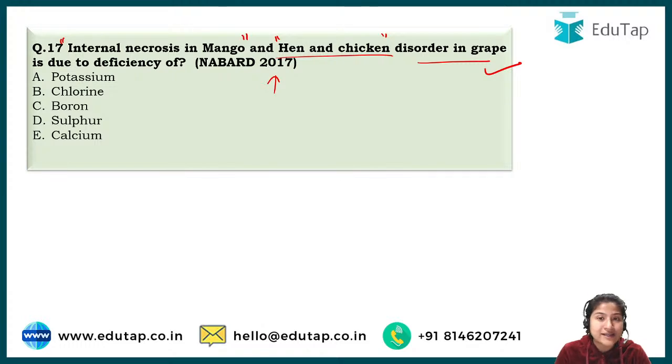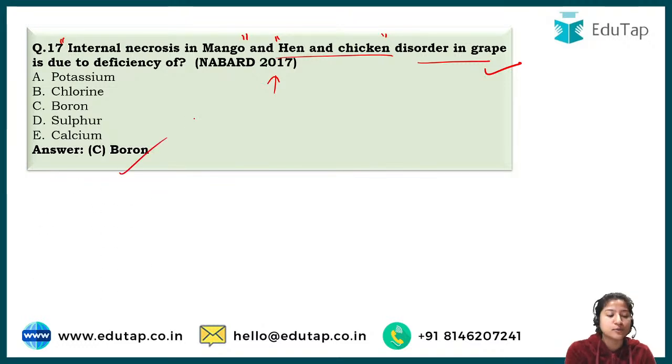Then again, what I suggest is, whatever topics we do in a day, just go and revise those 5 topics. That is the only thing you have to do. And yes, one homework also. You just have to go and read about 6 topics, and your course will be more than enough. Your base will be strong for your AFO or NABARD examination. Here I am seeing Manish says boron, Sangeeta C, everything C, Ayushi boron, Sachin C, Abhinav C, Sonu boron. And yes, the correct answer to this is option C, that is boron only.